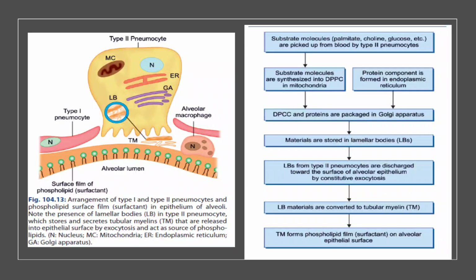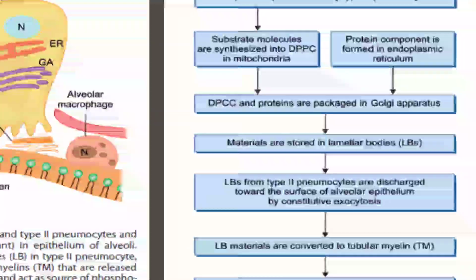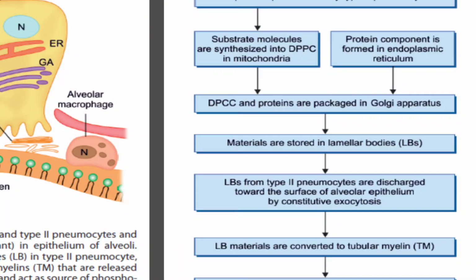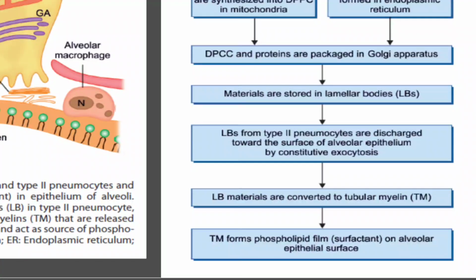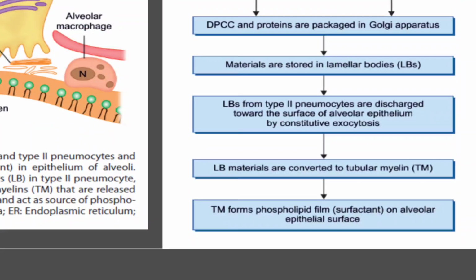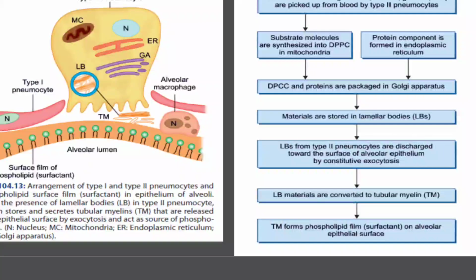Now, these are the steps in the flow chart you can see. First is the DPPC substrate molecule. They are synthesized in the mitochondria, and the protein component is formed in the endoplasmic reticulum. Now, DPPC and proteins are packaged in the Golgi apparatus. Materials will be stored in the lamellar bodies. Lamellar bodies from type 2 pneumocytes are discharged towards the surface of the alveolar epithelium by constitutive exocytosis, and lamellar bodies are converted into tubular myelin. Tubular myelin forms a phospholipid film of surfactant on alveolar epithelial cells. So, this is the way of synthesis.